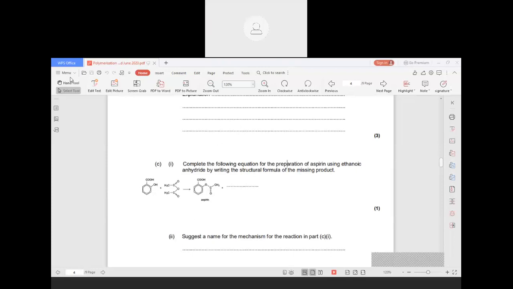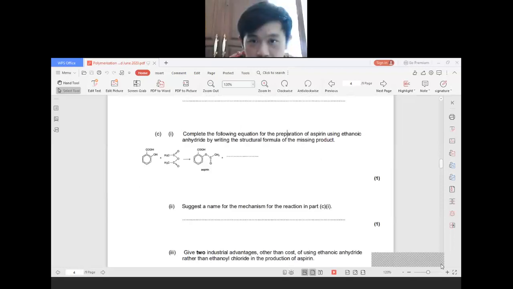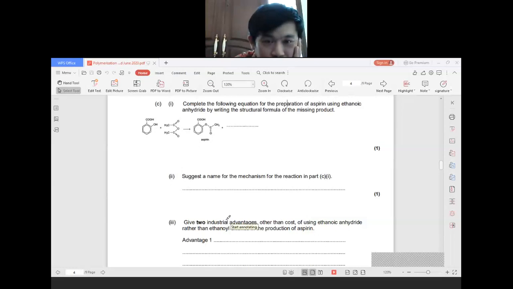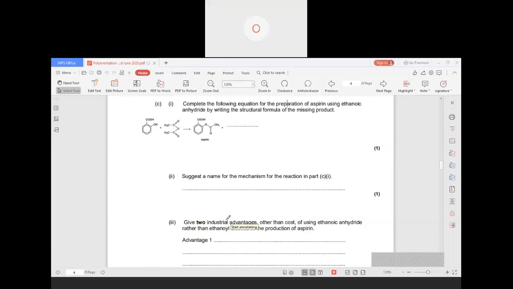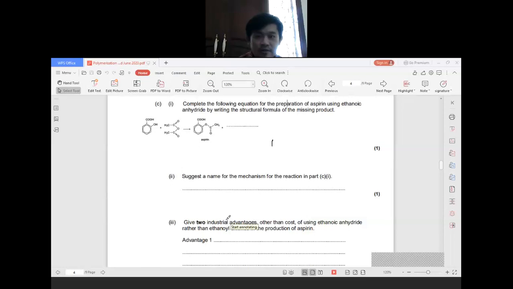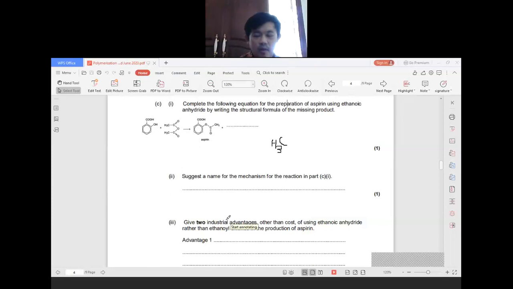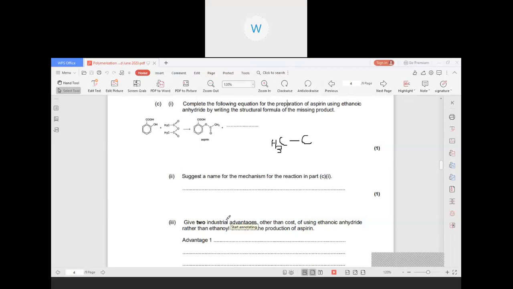Let me look at this first. Ethanoic acid. I may have an idea on what it is. I have no idea at all for the mechanism. Yeah, it is not difficult, Julie. I guess it's C2O. Not sure.